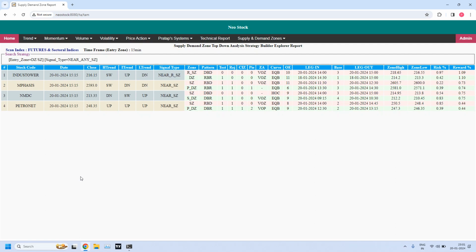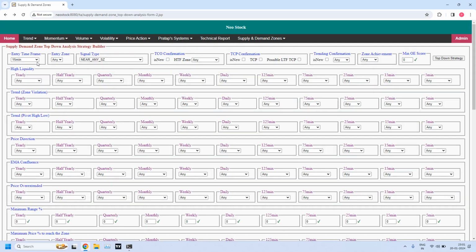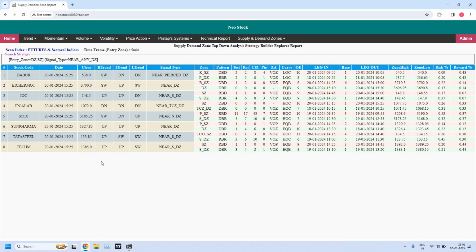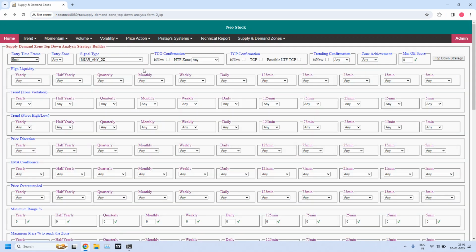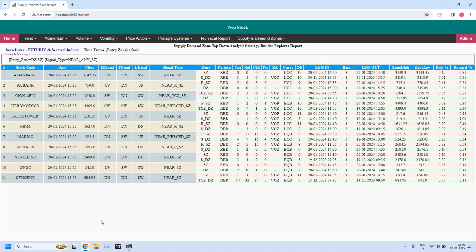Let's go back. Let us change the time frame to 5 minutes. Let us find the stocks near the 5 minutes demand zone. These 8 stocks are filtered. Let me go back for the 5 minutes time frame. Let us find the stocks near the 5 minutes supply zone. These 11 stocks are filtered.